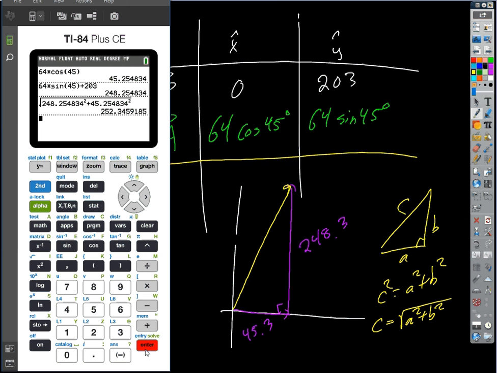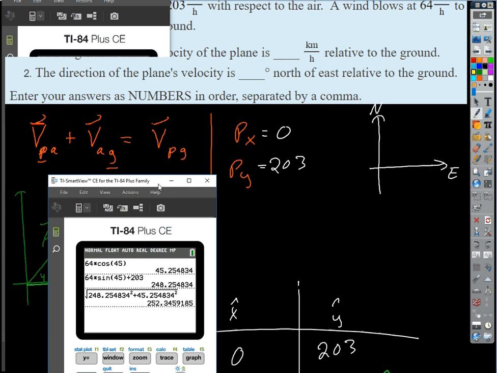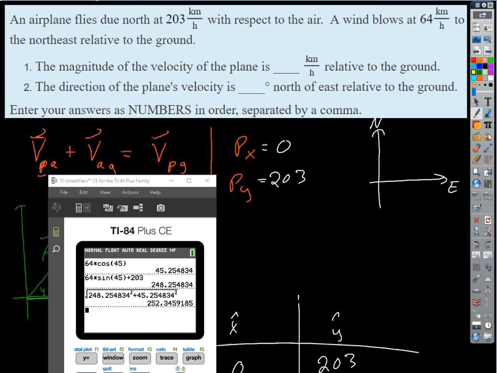Okay, so how many sig figs do we get to keep on this problem? We go back and look. Looks like 2, doesn't it? So what is that number to 2 sig figs? 250. Okay, so part A, okay, no problem, right? Okay, what about part B?